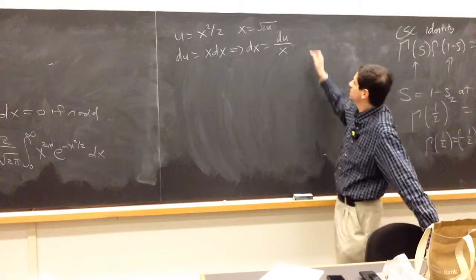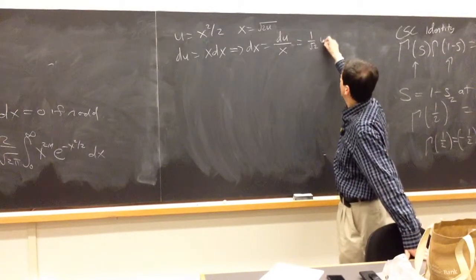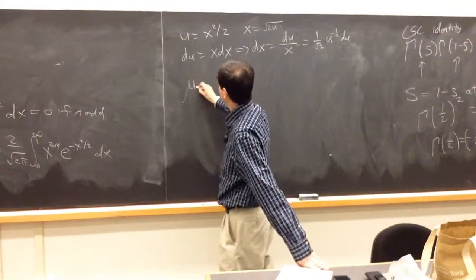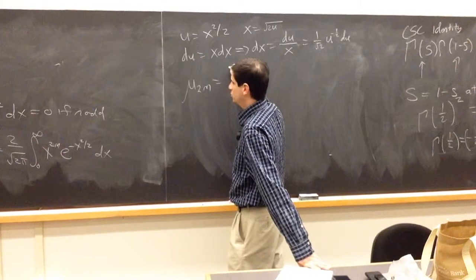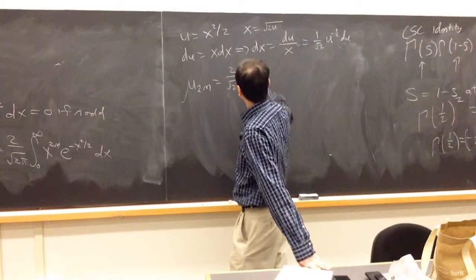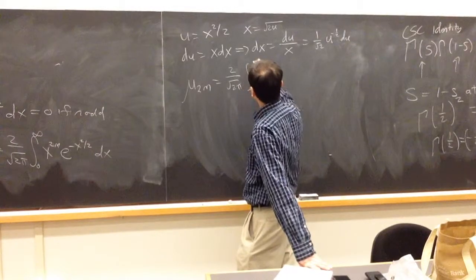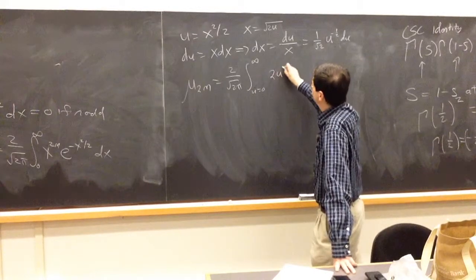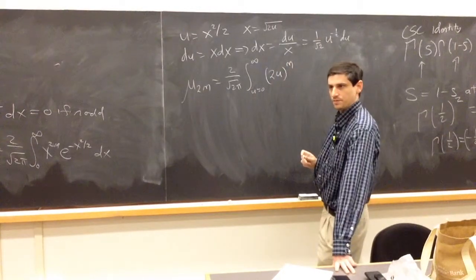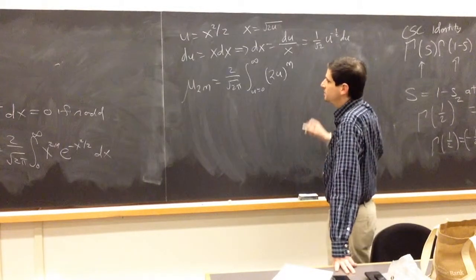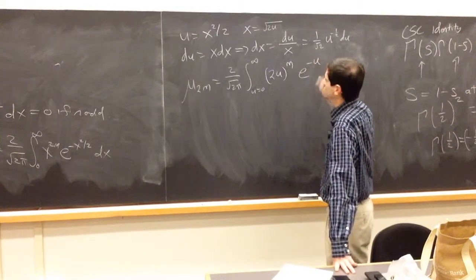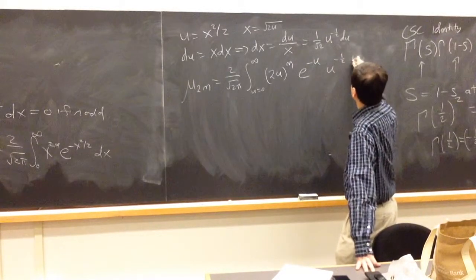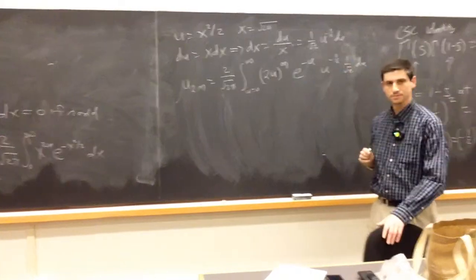Almost surely I'm going to make an algebra mistake somewhere. So I have a 1 over square root of 2. I have a u to the minus 1/2. I have a du. And now I get mu of 2m is 2 over the square root of 2 pi, integral u goes from 0 to infinity. X to the 2m, all right, so that becomes 2u to the m. Right? Now I've got e to the minus x squared over 2, e to the minus u. And then dx becomes u to the minus 1/2, 1 over square root of 2 du.